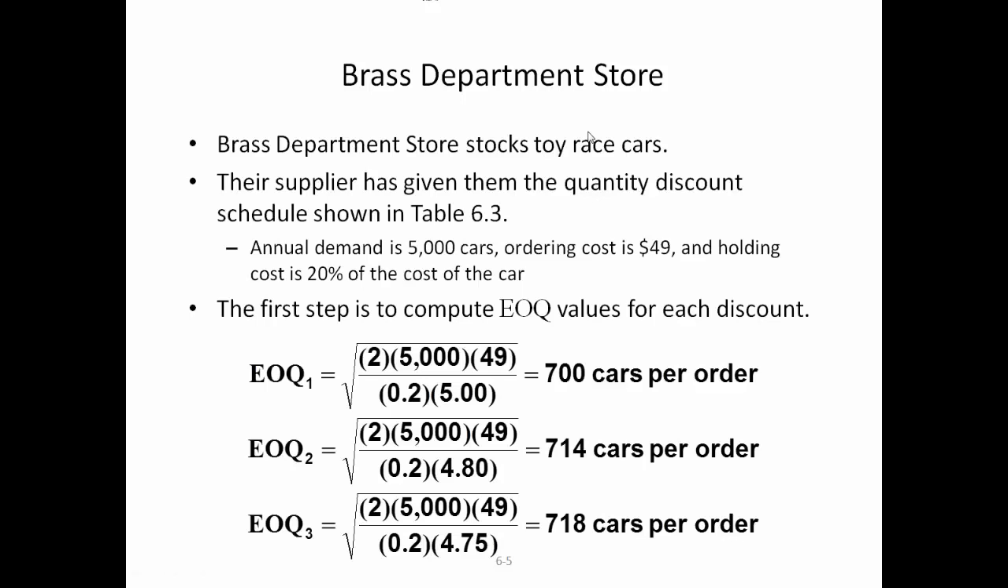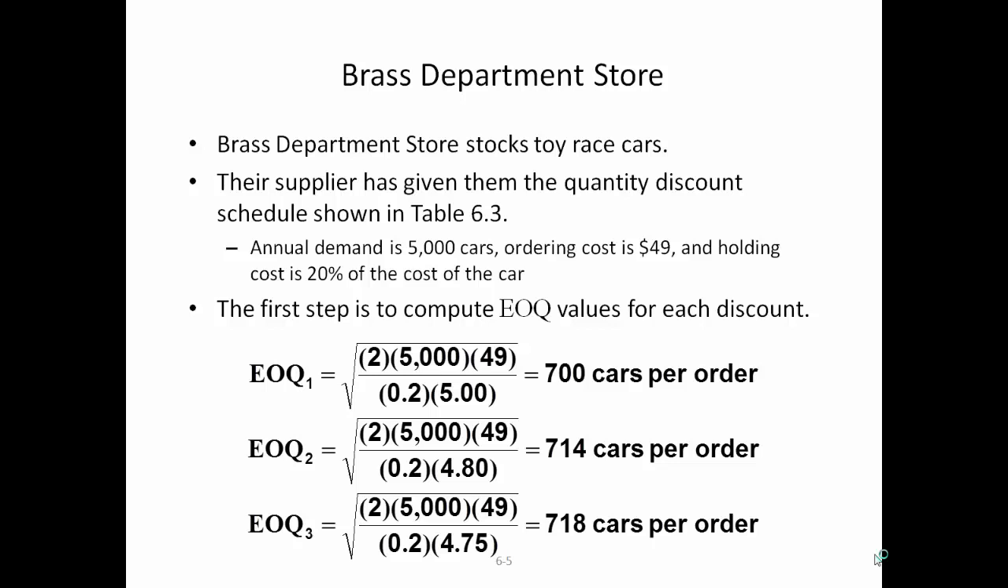Alright, so we look at our example, and of course we're going to be given all the information that we need. All we have to do is put that information in the right place in our model. So the Brass Department Stores have toy race cars. The information provided is that the annual demand is 5,000 cars, the ordering cost is $49, and the holding cost is 20% of the cost of the car.